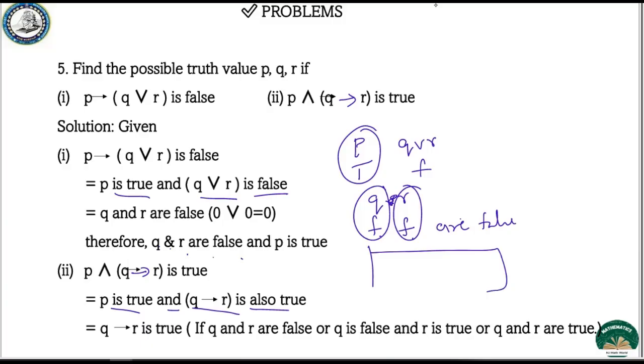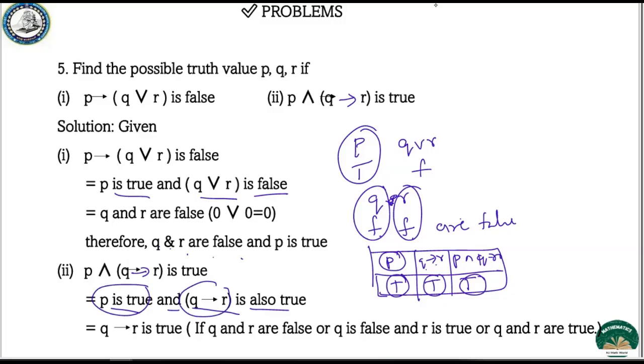To prove that P and (Q implies R) is true, Q implies R must be true. If P is true and this value is also true, it is T and T, and the answer will be T. Therefore, the P value should be true and Q implies R also should be true. Then only we get P and (Q implies R) true.